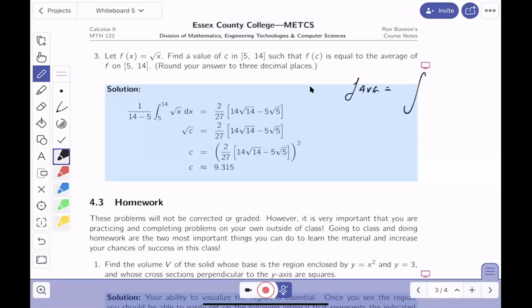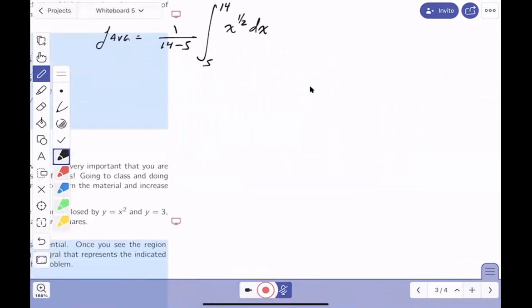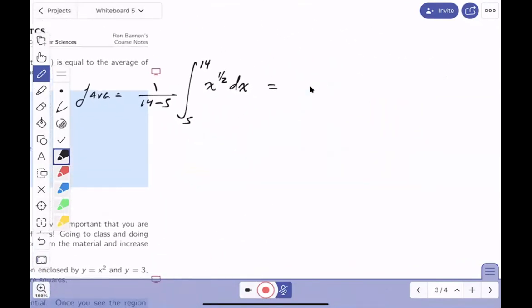Well, what's that going to be? Well, I went too quick there. 1 over, 5 and 14, so it's 14 minus 5, and it's going to be the integral from 5 to 14 of f of x, which is x to the 1/2, dx. Got to do it. And again, not beyond making mistakes. That's why we have a key for you. That's 1/11th. Right, because 14 minus 5 is, oh, I'm sorry, 1/9. What am I saying? Now, people make mistakes, but you want to try to clarify those mistakes by correcting them.